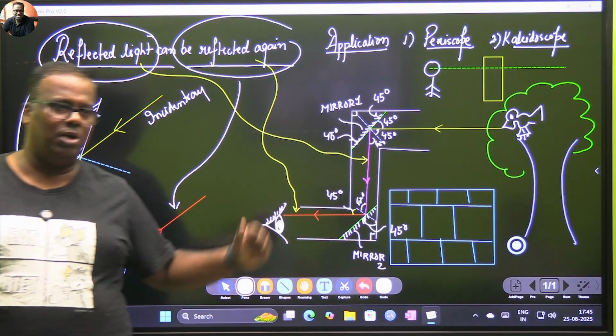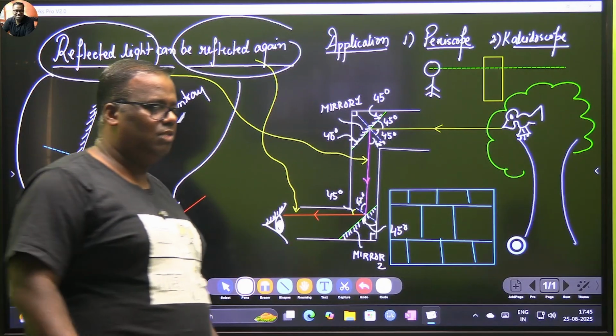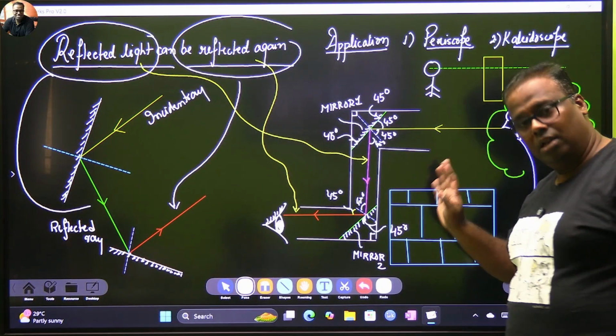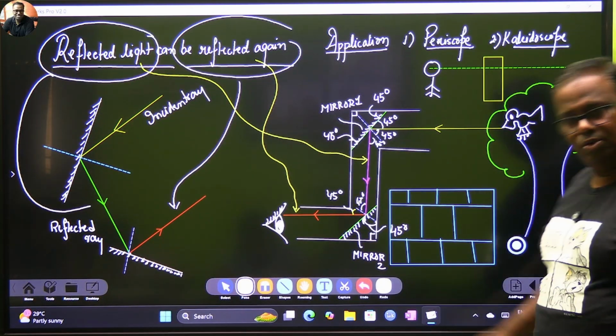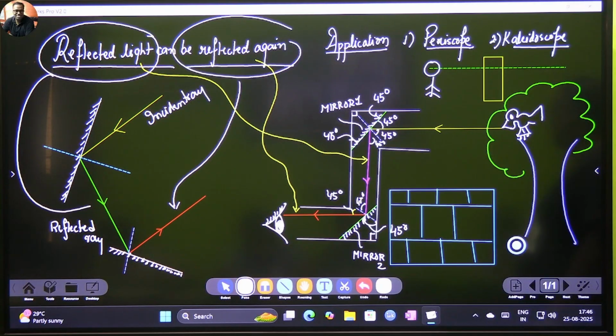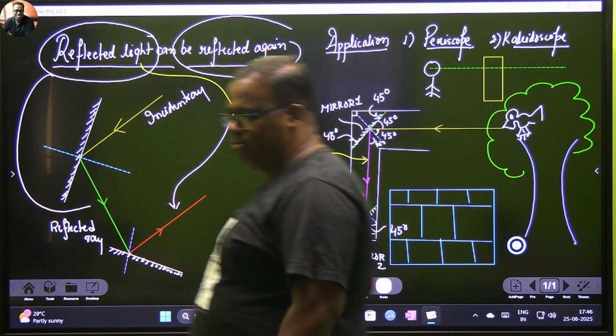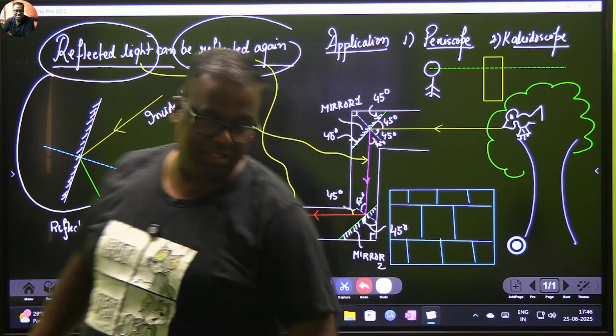Is periscope understood? So what all questions can we expect in periscope? Clear? Shall we go to the next one? Shall we understand what is a kaleidoscope? Now in kaleidoscope, I won't draw the diagram. You can get it in books. See, a kaleidoscope is something like this.